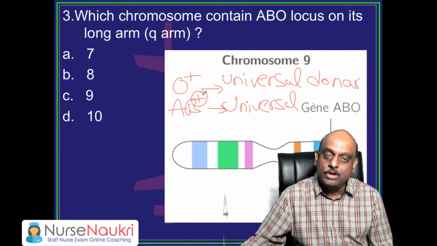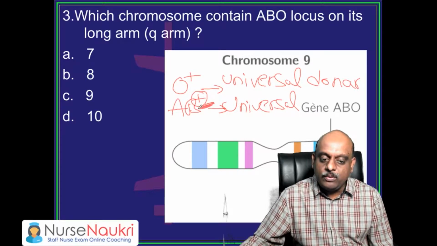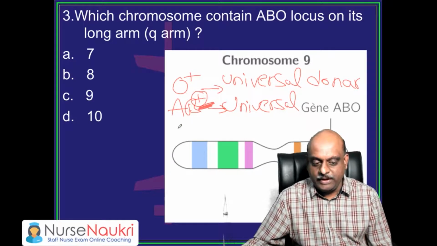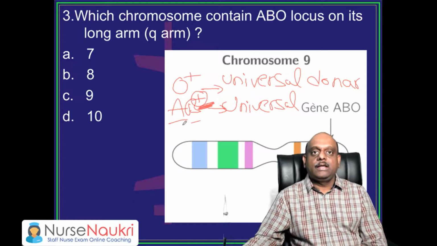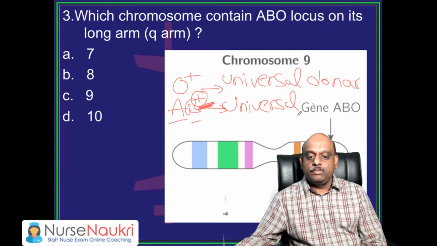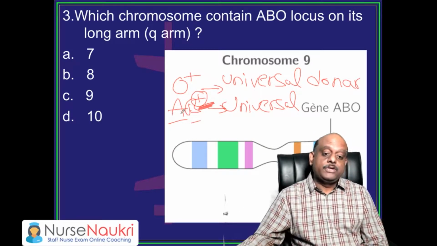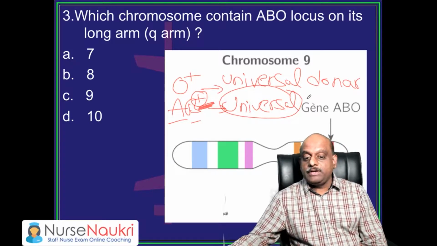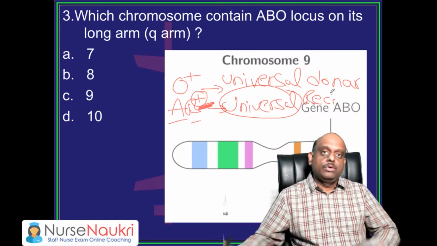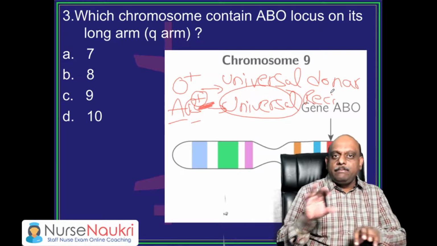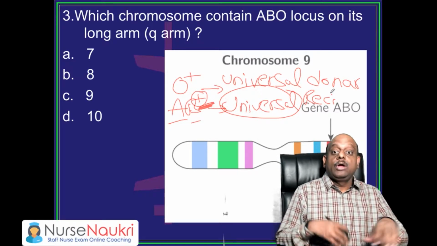AB positive, they can be able to give to anybody who has a positive blood group, and either A or B or anybody. So I mean they can receive. So from anybody. So universal recipient. So A group है या B group है या O group है.